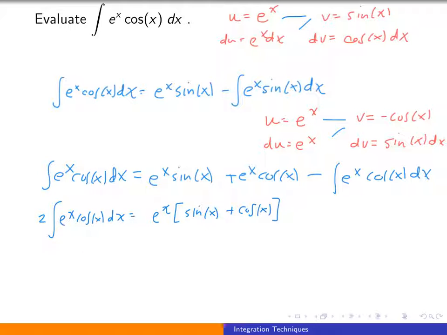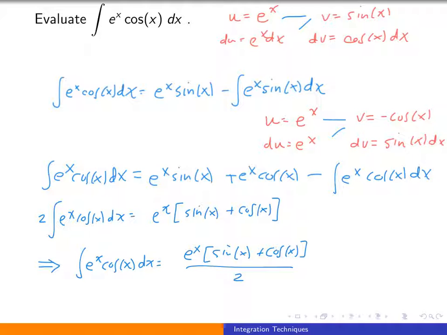And lastly, let's just divide by 2. So the antiderivative that we are hoping to evaluate, e to the x cosine x, is going to be e to the x times sine plus cosine, all divided by 2. And because it is an indefinite integral, we need to make sure we remember that plus c.